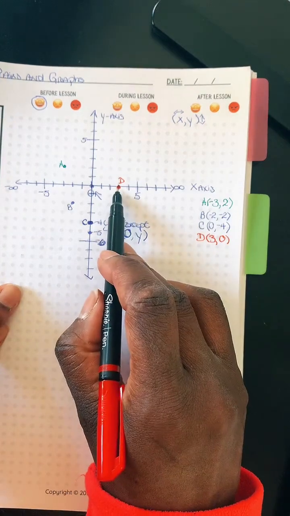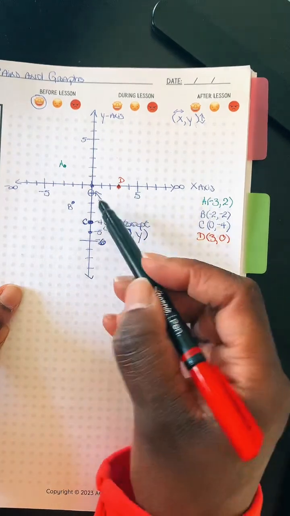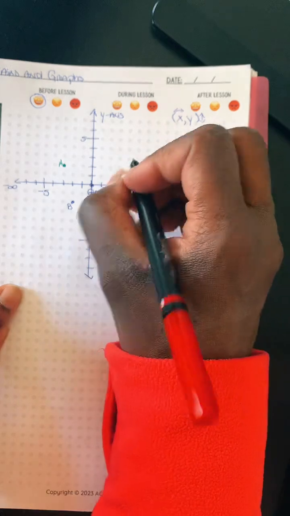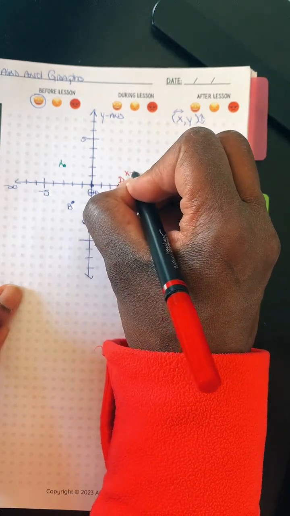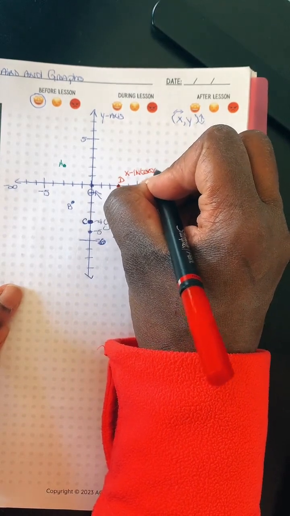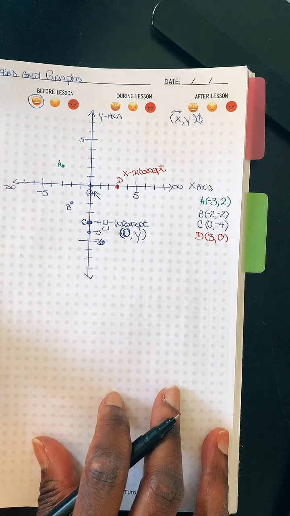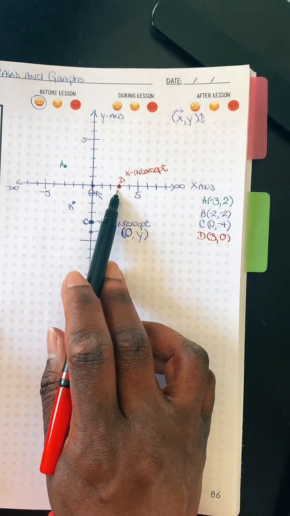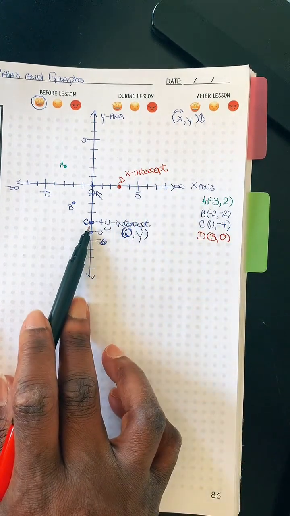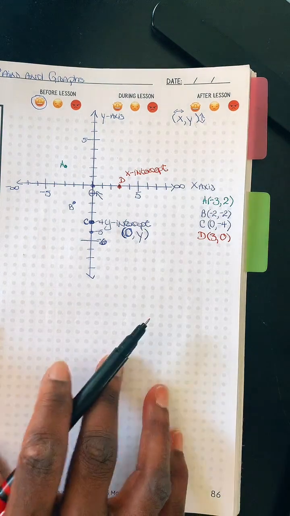So point D is on the x-axis. Notice it's not going anywhere near the y-axis. It's on the x-axis, so this is called your x-intercept. When it crosses the x-axis, it's called the x-intercept. When it crosses the y-axis, it's called the y-intercept.